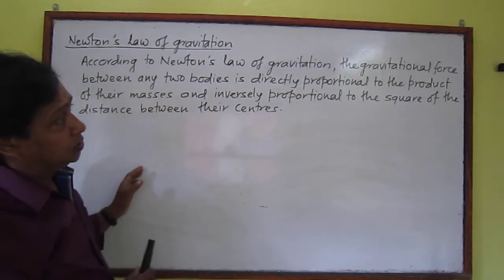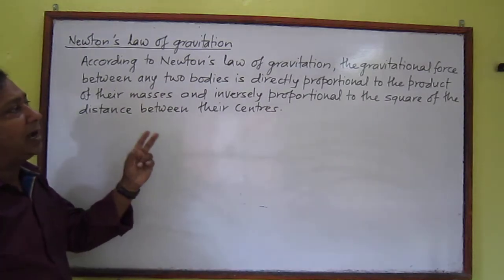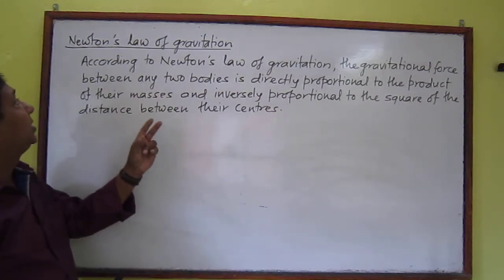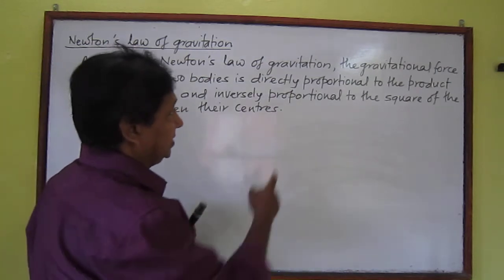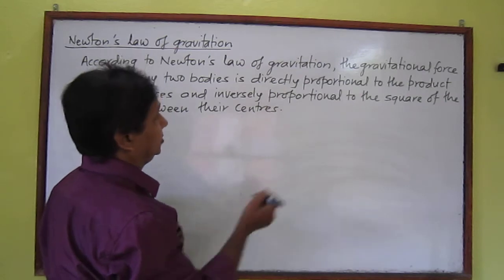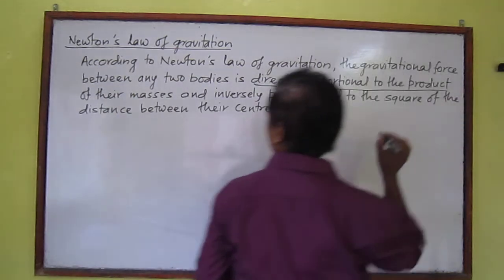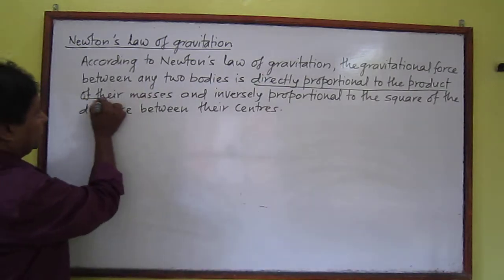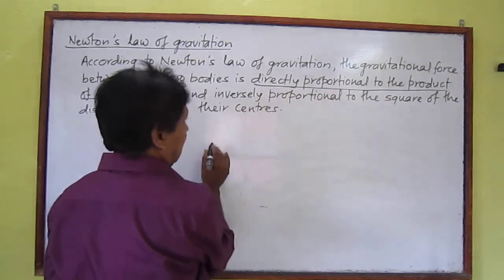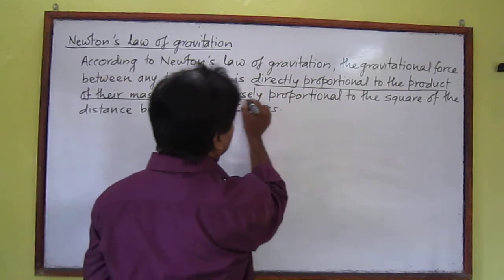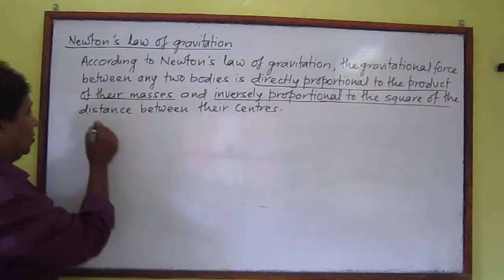inversely proportional to the square of the distance between their centers. Here I wanted to highlight two facts given in this law. The gravitational force between any two bodies is directly proportional to the product of their masses, and another point is inversely proportional to the square of the distance between their centers. Now I want to highlight this.